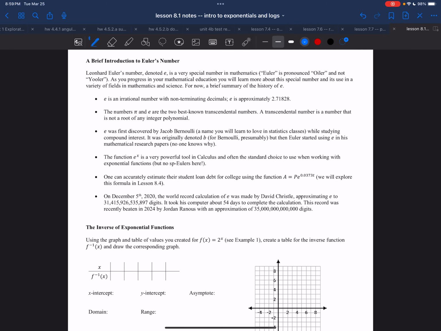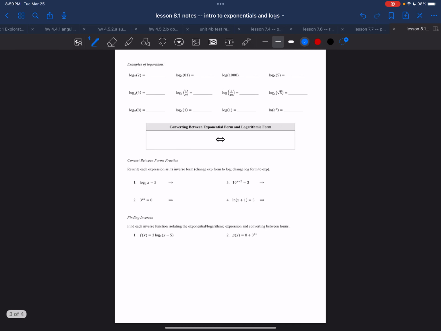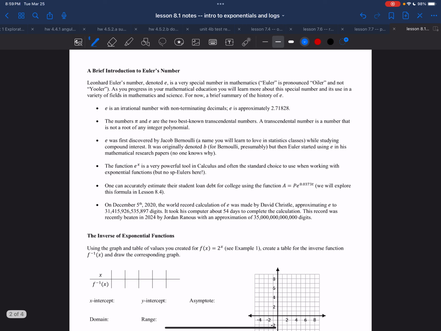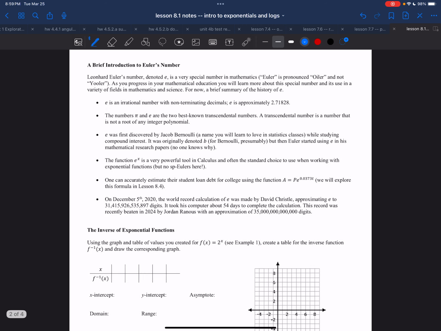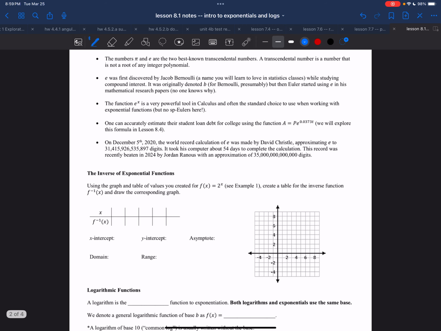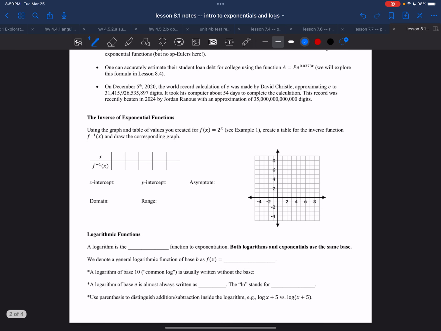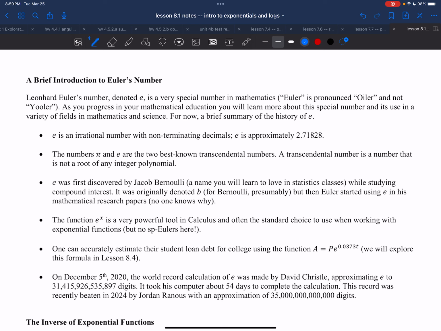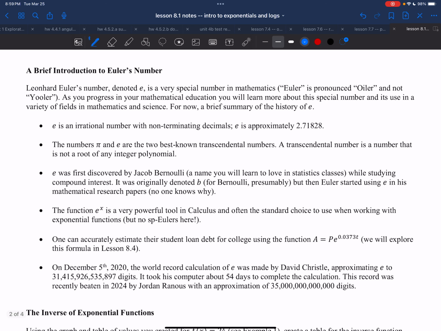Should I split this? I think I'm going to split this into two parts. I want to wrap up the last piece here talking about e, and then I want to talk about the inverse of exponential functions. Then, no, I will wrap up the video here with talking about e, all right? And this is just to set the stage for the following days that we study.